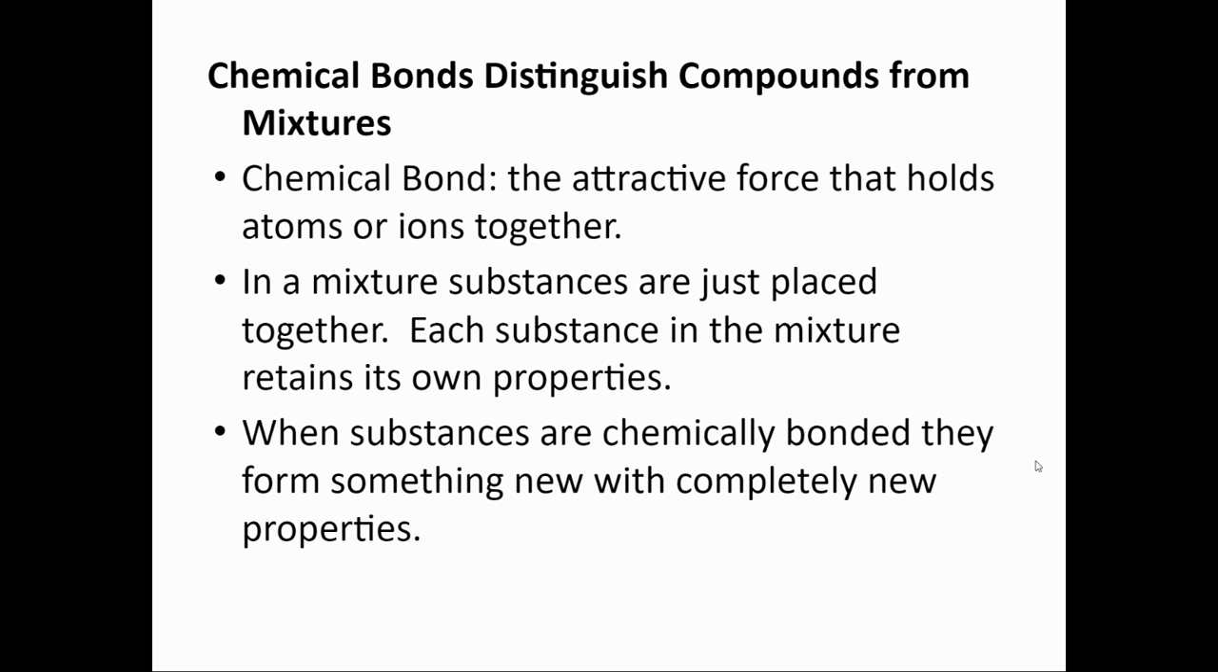So a chemical bond is the attractive force that holds the atoms or ions together. In a mixture, substances are just placed together. Each substance in a mixture retains its own properties. So that's the difference between a chemical bond and a mixture. With a chemical bond, you're changing what you started with. In a mixture, you're just putting a bunch of stuff together and stirring it up, so to speak. But they all keep their own individual properties, and they can be separated a lot easier in physical ways, whereas a chemical bond has to be taken apart in chemical ways. So when substances are chemically bonded, they form something new with completely new properties, and that's important to remember.